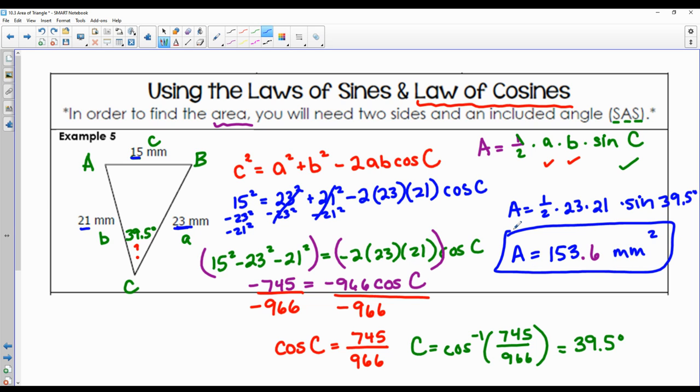So again, the trickiest thing here is finding the angle; the area formula is not too bad. Just make sure you've got a side, angle, side, then you can find the area of that triangle.